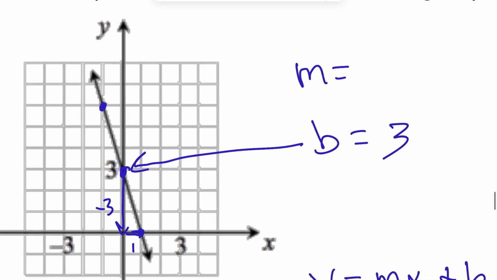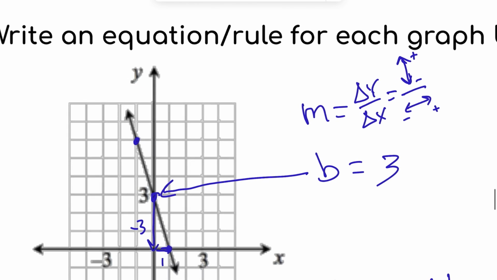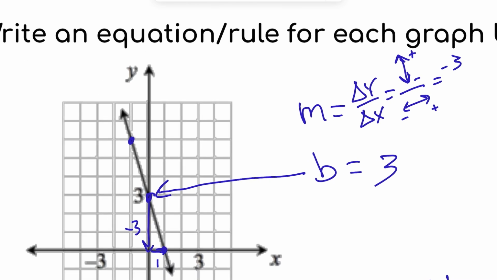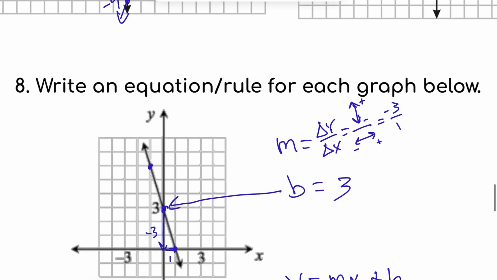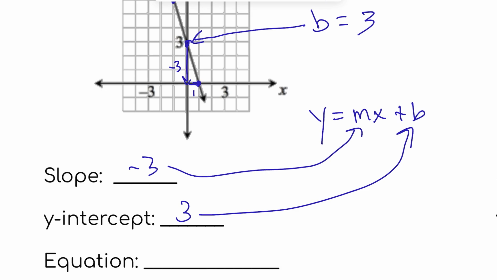So my slope, because it's the change in y, the vertical change over the horizontal change. So vertical is on top, up and down is on top, left and right is on the bottom. Positive is up, negative is down, positive is right, negative is left. So what did I do? I went down 3, so that's -3, went right 1, so that's +1. Altogether, that makes a slope of -3. So to write the equation, you just put those two numbers in here and here, and it'll be y equals -3x plus 3.